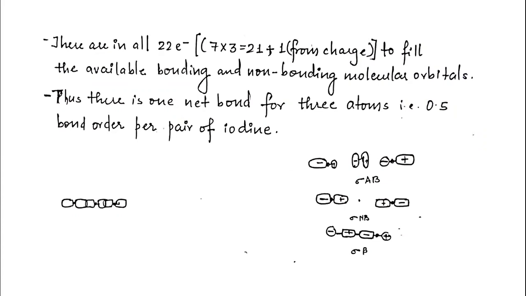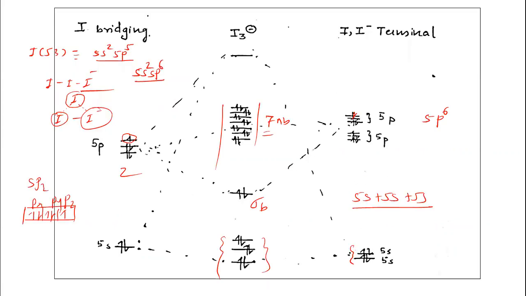Actually 21 electrons are there for 3 iodine, but 1 electron is due to the negative charge. And with these 22 electrons, we can fill the available bonding and non-bonding molecular orbitals. Thus there is a net bond for the 3 atoms, that is 0.5 bond order per pair of iodine.